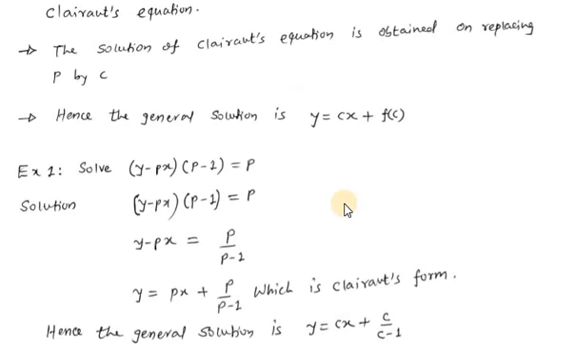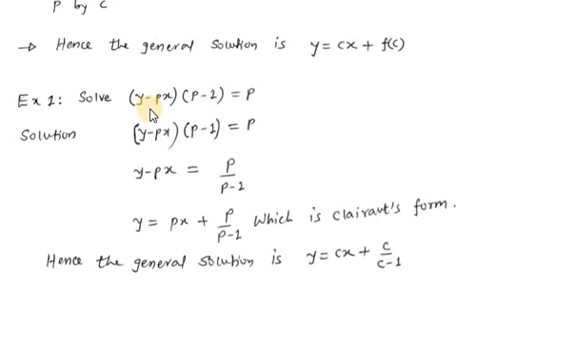Now we will see some examples related to this topic. We have to solve this differential equation (y minus px) into bracket (p minus 1) equals to p. So the given equation is (y minus px) into (p minus 1) equals to p. So y minus px equals to p over (p minus 1). So making y the subject, y equals to px plus p over (p minus 1). This is Clairaut's form. Hence the general solution is given by replacing p by c. So we have y equals to cx plus c over (c minus 1).